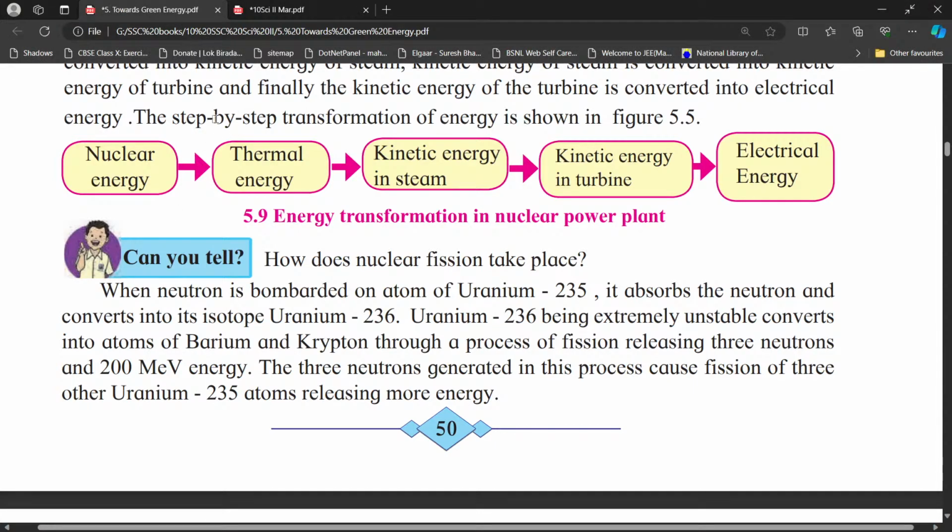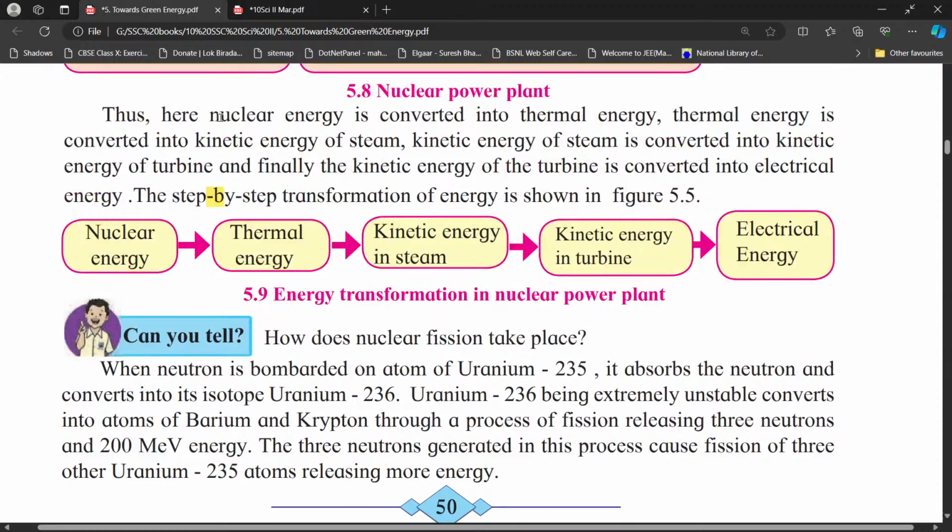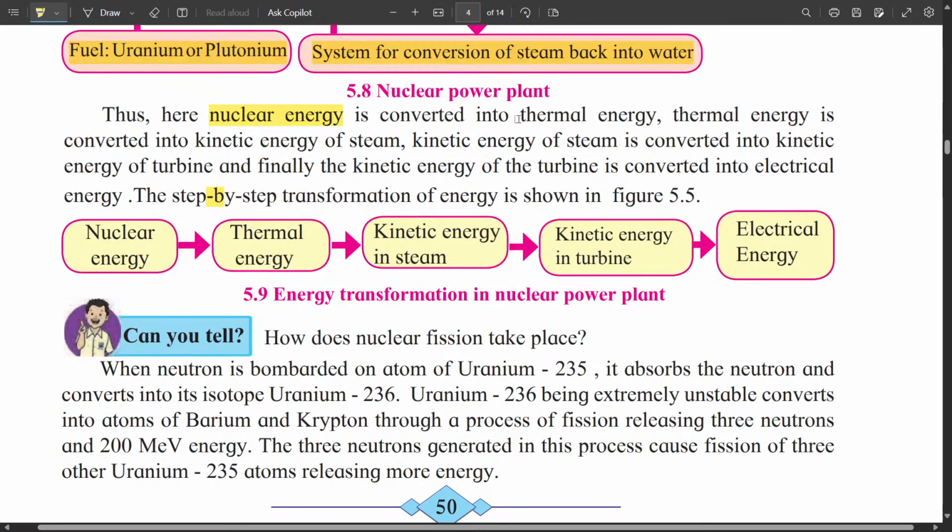So first we have nuclear energy. Nuclear energy is converted into thermal energy. Then thermal energy is converted into kinetic energy of steam. And then kinetic energy of steam is converted into kinetic energy of the turbine, and ultimately kinetic energy of the turbine is converted into electric energy. So first we have nuclear energy, as shown in this flow chart, which is converted into thermal energy, which is used to produce kinetic energy in the steam that drives the turbine, that is the kinetic energy of the turbine, and ultimately we get the electric energy.